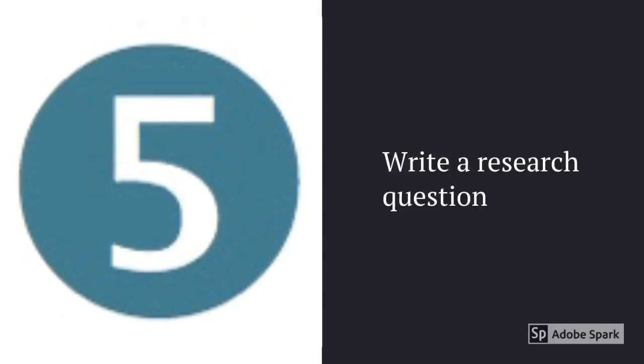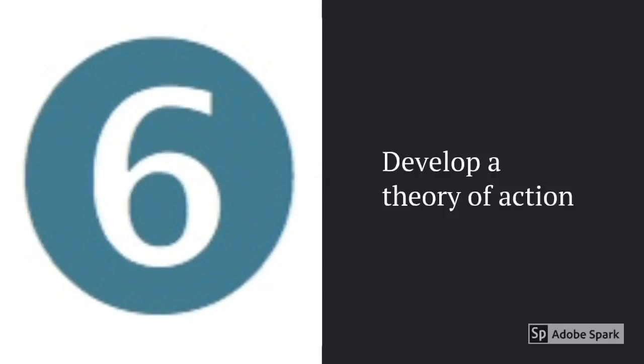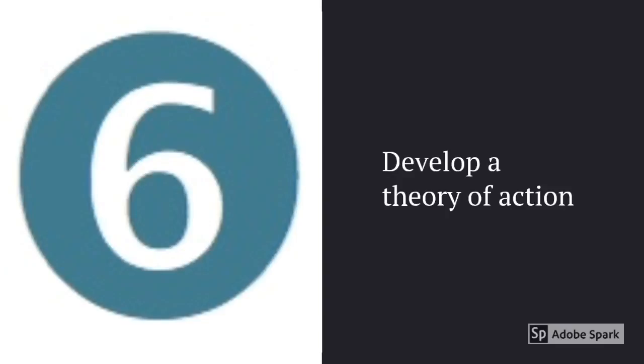Step 5. Write a research question. The research question describes the intervention or strategy you will use, the learners you will work with, and the desired learner outcomes that the intervention or strategy will affect. Step 6. Develop a theory of action and timeline. The theory of action describes the sequence of actions you will take and the learner outcomes you will evaluate during and after the implementation of the planned actions.